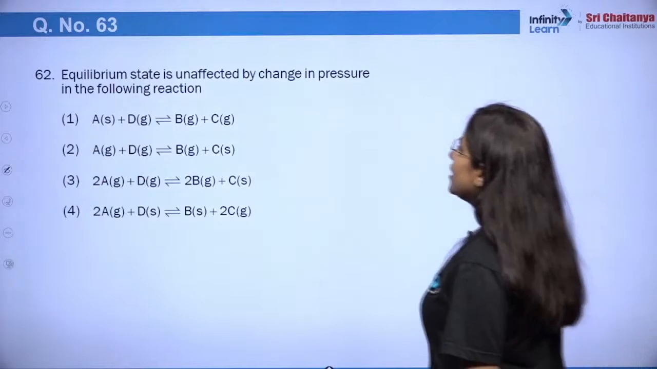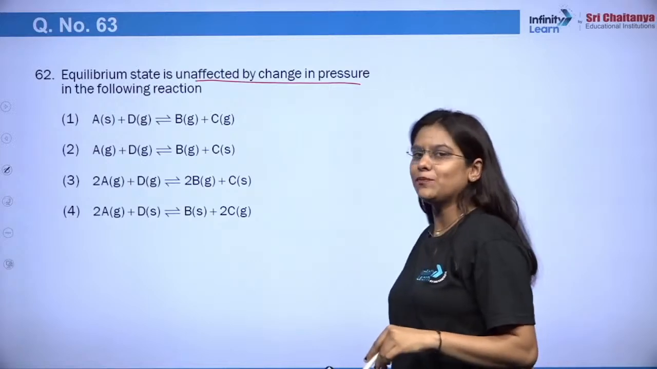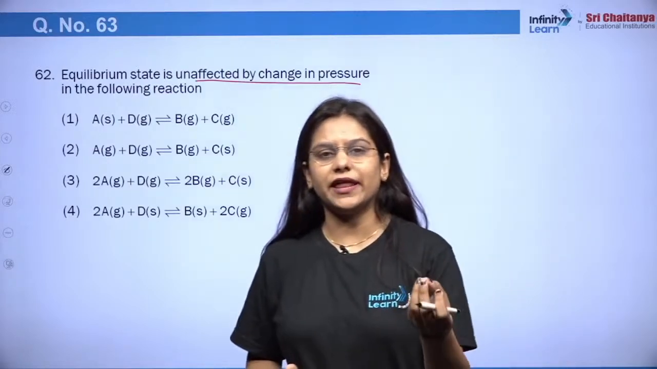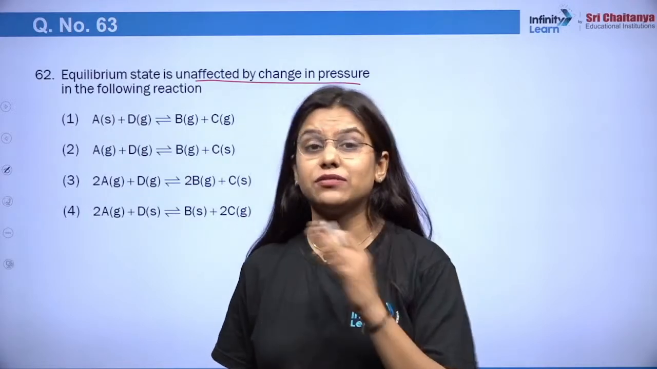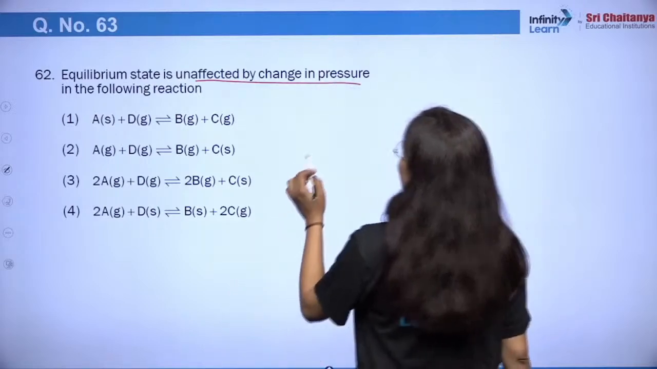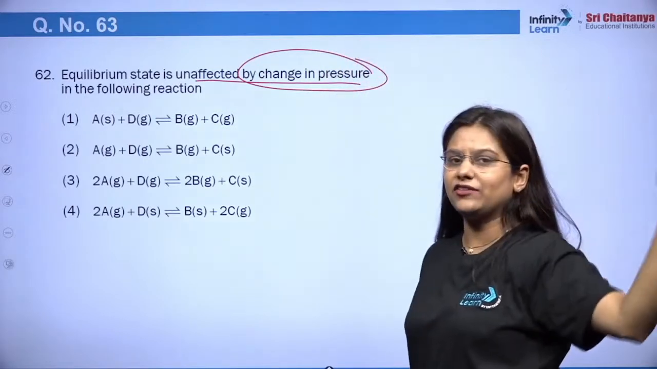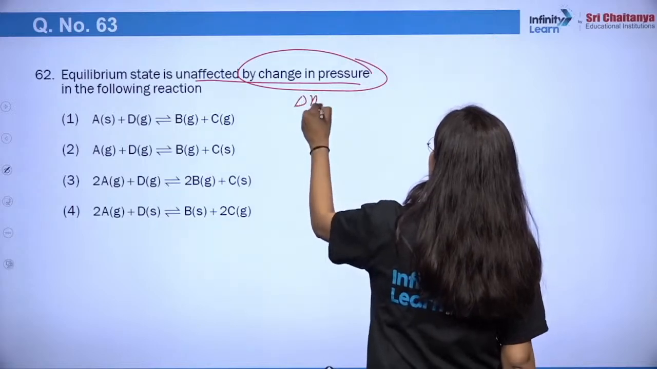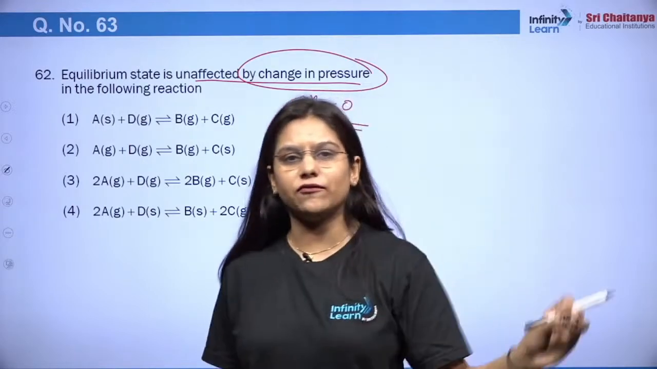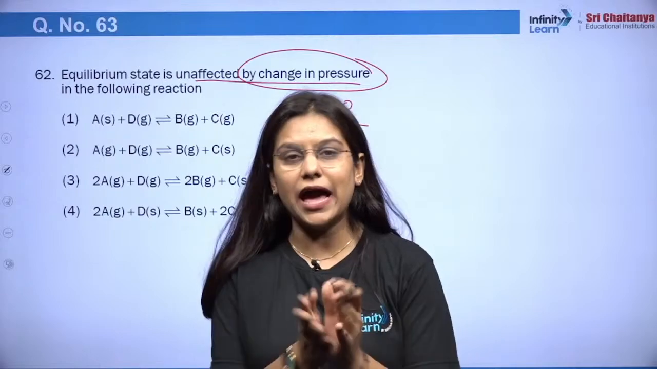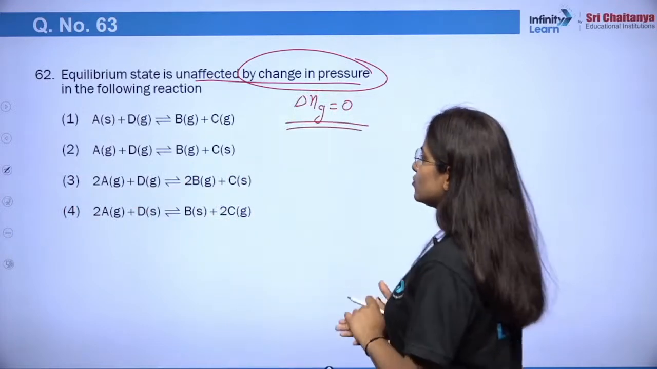Next, equilibrium state is unaffected by the change in pressure. So generally what happens with the change in pressure, our reaction moves to the direction of less number of moles. When we are increasing pressure, it will move in the direction of less number of gaseous moles. So here when the equilibrium will remain unaffected by the change in pressure, when delta Ng is 0. So when the number of moles of gases are equal on both the sides of the reaction, then we can say that reaction will never shift. It can't go forward, it can't go backward. Clear? So let's check for this question.